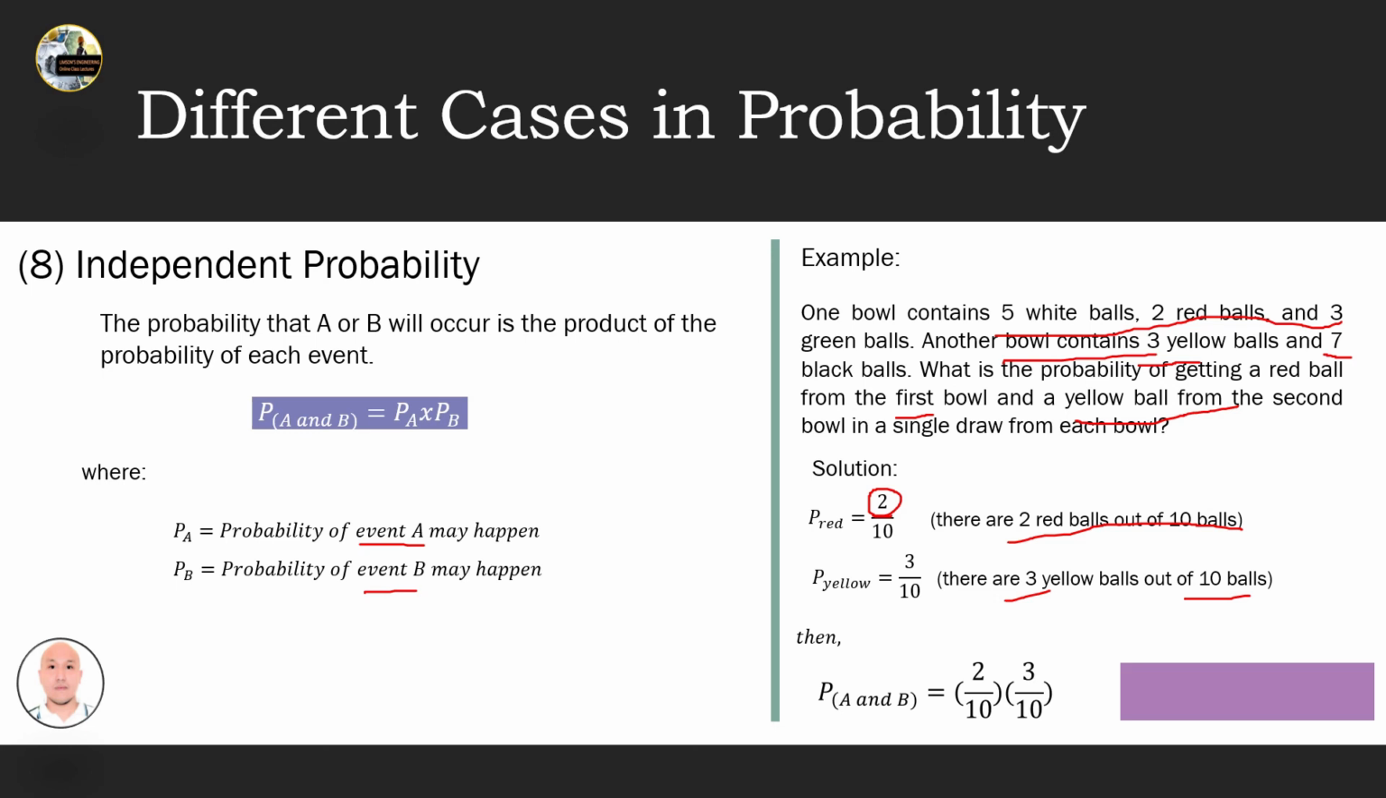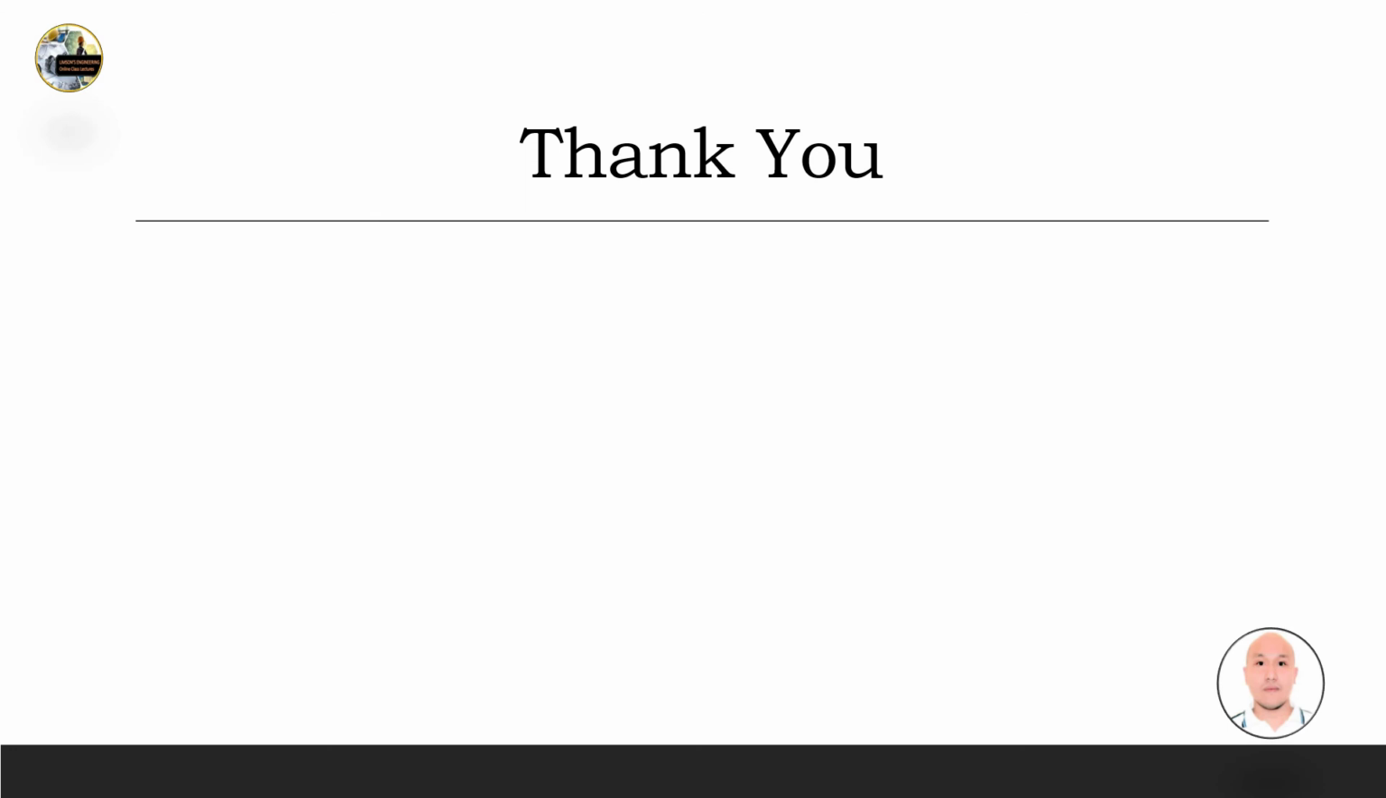The next, P(A and B) is equal to 2/10 times 3/10. So we have to multiply their probabilities. So our final answer is P(red and yellow) is equal to 3/50. This ends our presentation.